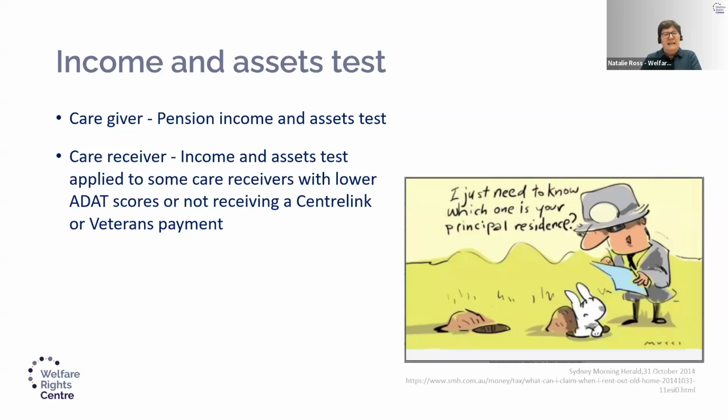Now, we mentioned before that income and assets are always taken into account. So for the person providing the care, the person who's applying for carer payment, they are subject to the same income and assets test as other pensions, like the age pension, the disability support pension. For the person receiving the care, some people receiving care have income and assets tests applied to them as well. And so if people have a low score on the assessment, or they're not receiving a Centrelink or veterans payment themselves, a separate income and assets test will be applied to the person receiving the care as well. So you may be caring for someone, but if they're quite rich, you may not be able to get carer payment to look after them.